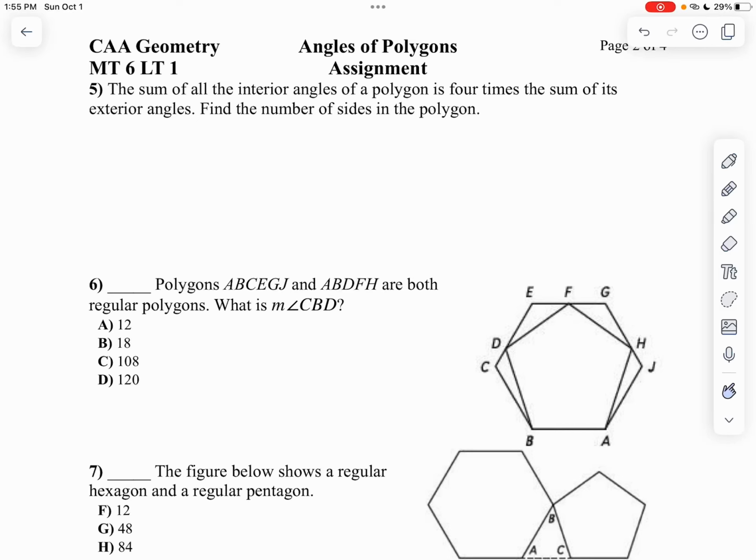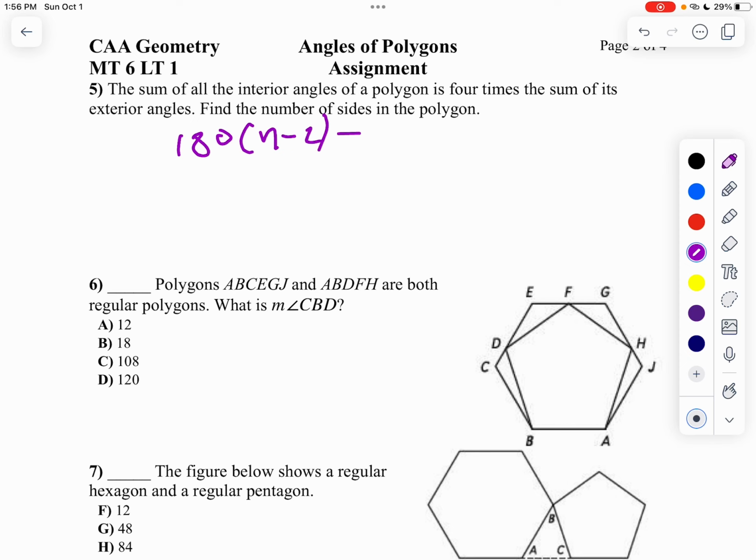On page 2, in question number 5, it says the sum of the interior angles of a polygon is 4 times the sum of the exterior angles. In other words, I know the formula for the sum of the interior angles. That's 180 times n minus 2. And I know the sum of the exterior angles of any polygon is 360.